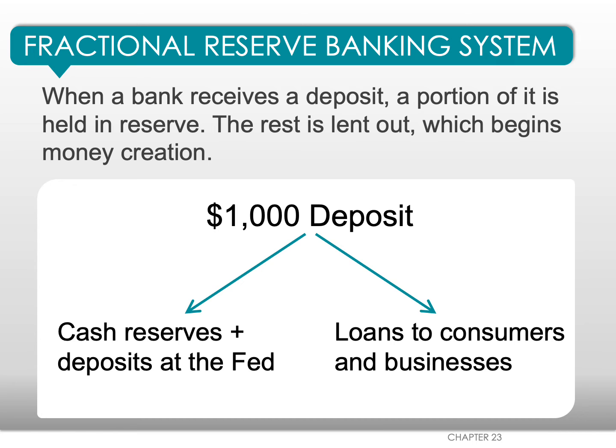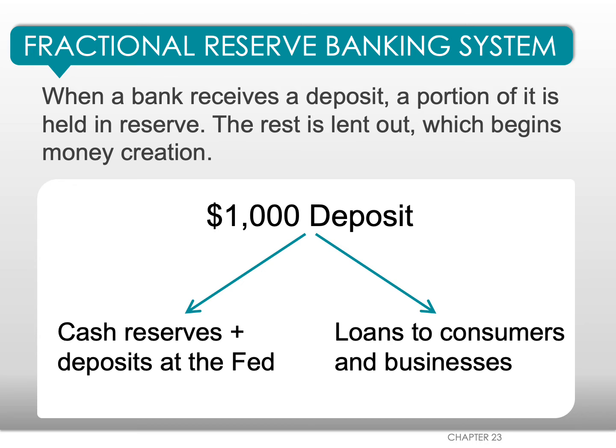The remainder is actually lent out, and this begins the process of money creation. So let's say $1,000 is deposited into a bank. Some of this will be held in reserves, cash reserves at the bank, or deposits made at the Federal Reserve for either legal or prudential reasons.